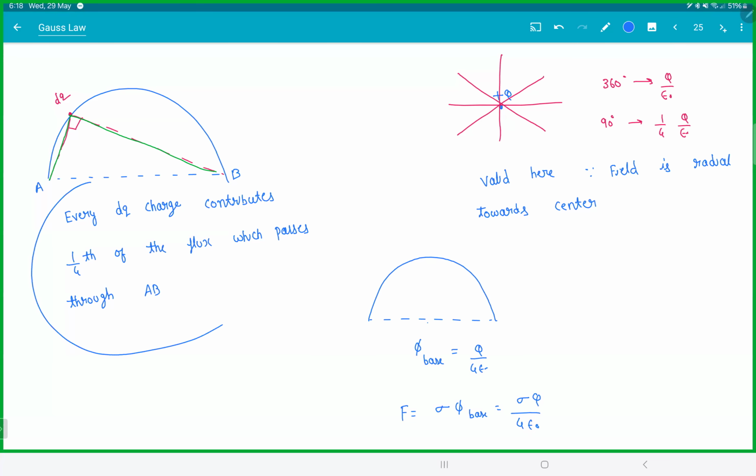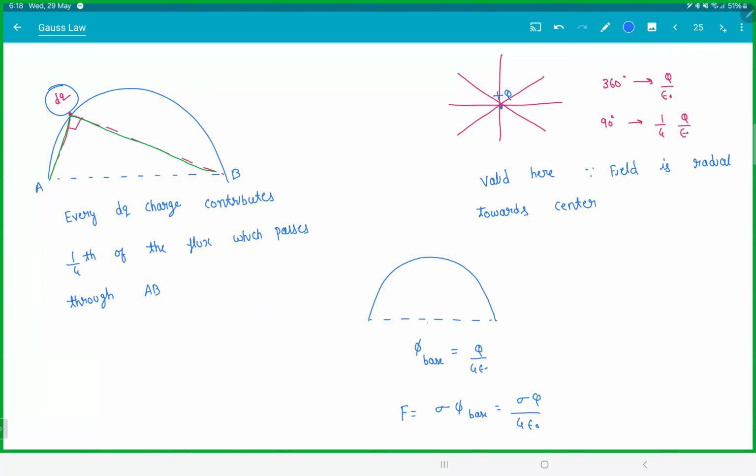What were you listening? What I said this? I got that, but how will we say the total is q by epsilon naught? So what if some charge is outside the half cylinder? Some charge is outside the half cylinder. What are you talking? I didn't get how you will say q by 4 epsilon naught. Okay.